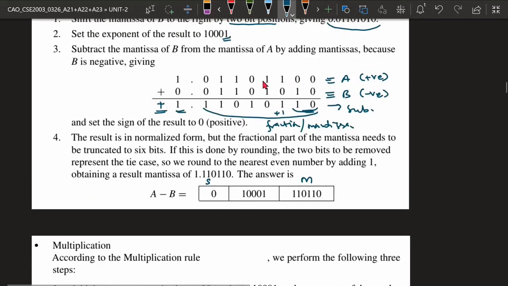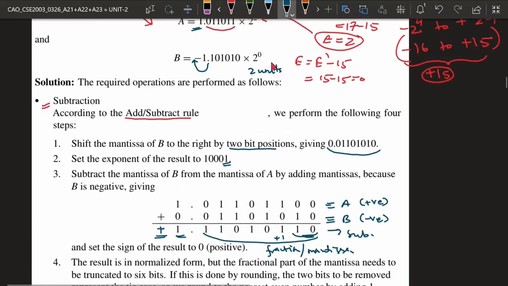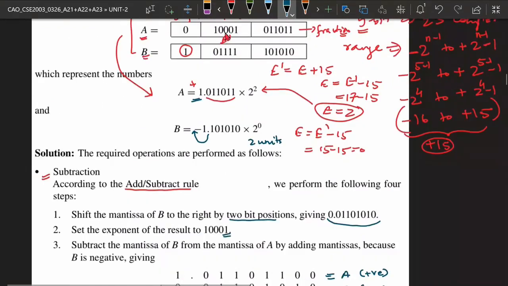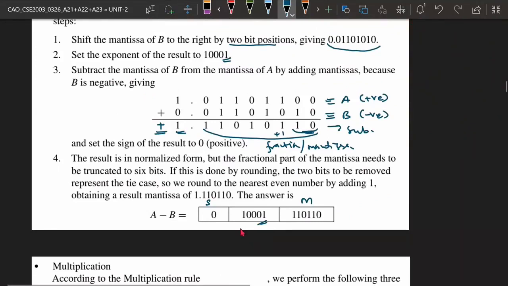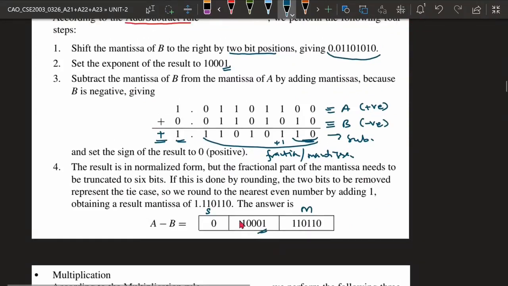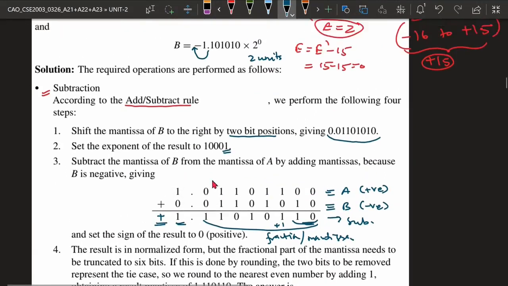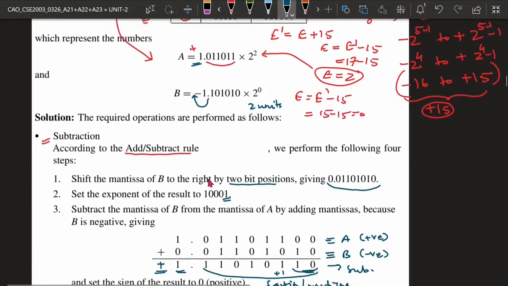And the exponent will be 2 to the power 2. So 2 to the power 2, in the excess 15 form, is 10001. So the exponent will be this. These are the steps we need to follow once we are going to do the addition or subtraction of floating point numbers.